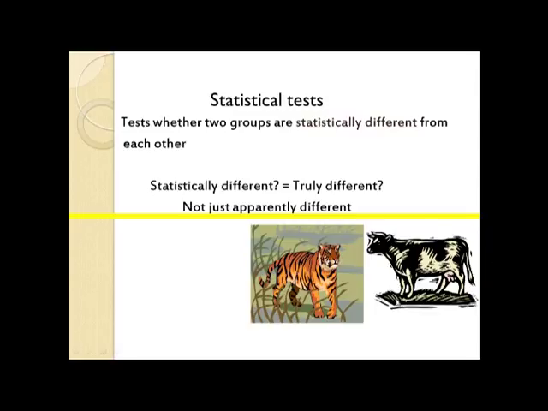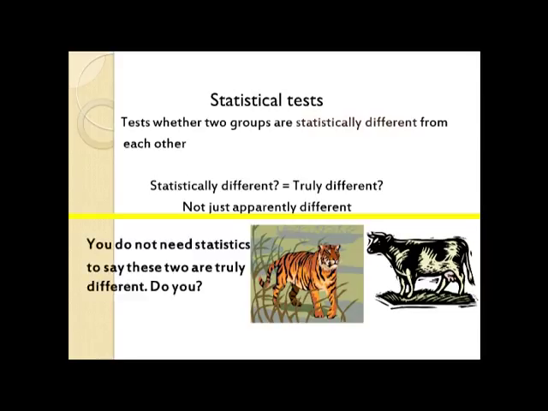As we can see in the picture here, one is a picture of a tiger and the other is a picture of a buffalo. Practically speaking, we do not need statistics to say that these two are truly different. These are definitely two different species. A tiger is never going to match with a cow, that is, a cow or a buffalo.